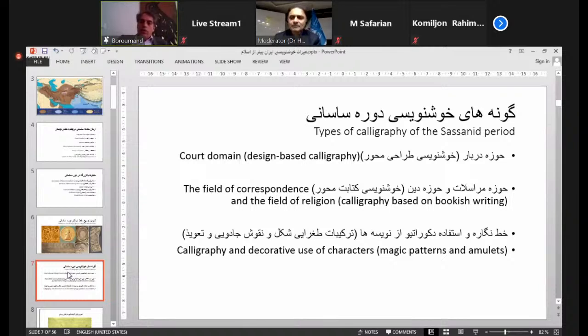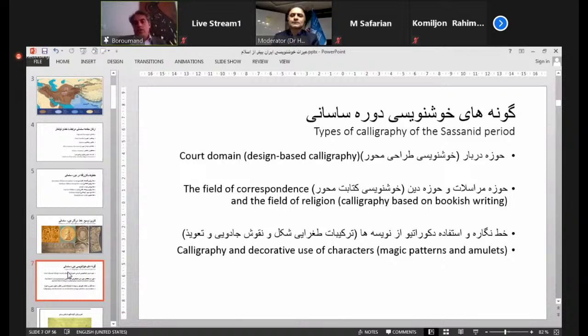First is design-based calligraphy, based on typography and letters, which was mostly used in palaces. It focuses on design and form.